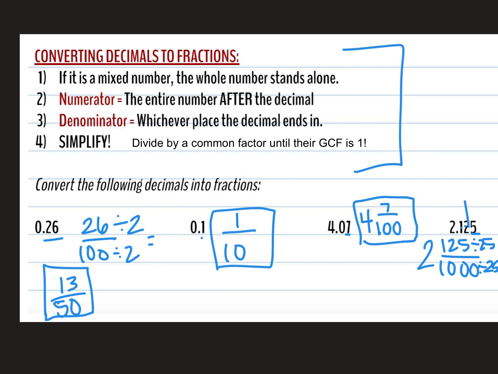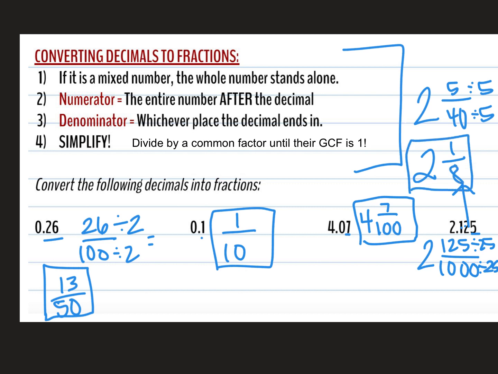The whole number, I'm going to work up here. The whole number stays in front. And 125 divided by 25 is 5. And then 1,000 divided by 25 would be 40. And it looks like that can be simplified again by 5. So again, whole number stays. 5 divided by 5 is 1. 40 divided by 5 is 8. So my final answer, now that's in simplest form, 2 and 1/8.